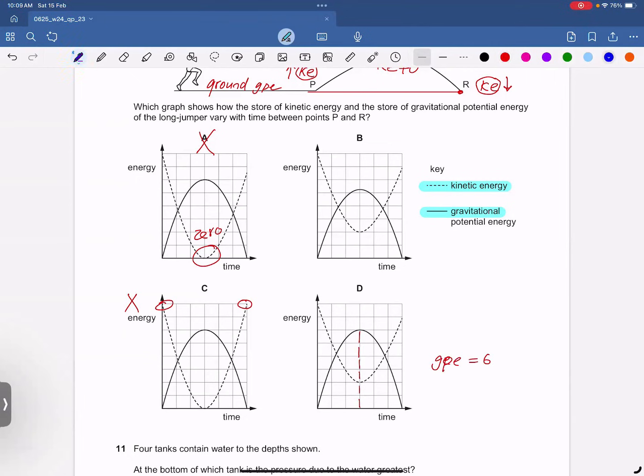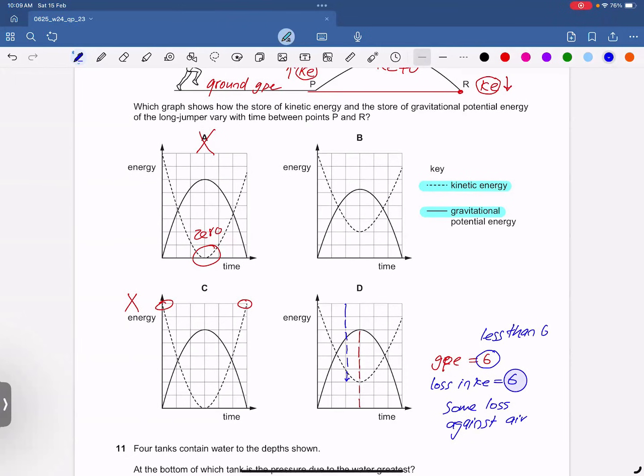And the loss in kinetic energy at this point from the max is how much? 1, 2, 3, 4, 5, and 6. Now, loss in kinetic energy is also 6. So it is not possible, because if loss in kinetic energy is 6, there is some energy loss against air resistance. So if the loss is 6, the gain in GPE should be less than 6. So if you go option B, the gain in GPE is 1, 2, 3, 4, 5, and a little bit. So it is less than the loss in kinetic energy, option B.